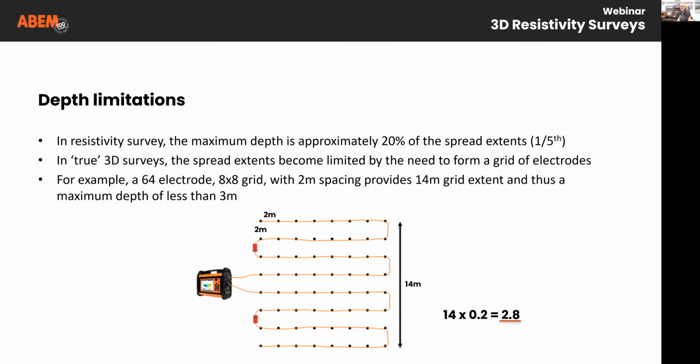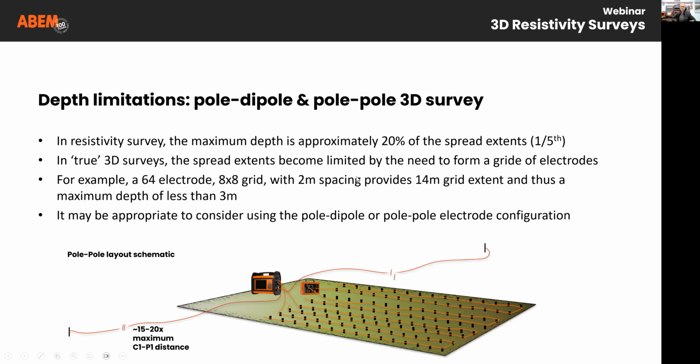If the sums don't work out and the resolution that you require with the number of electrodes you have available doesn't allow you to reach the depth that you need, then you need to look at expanding the capability of the instrument, adding more electrodes to the system. That's really the best way to increase that maximum depth when doing these true 3D surveys. We can stretch it slightly, however, from this 20% value by using either the pole-dipole or the pole-pole survey methods.